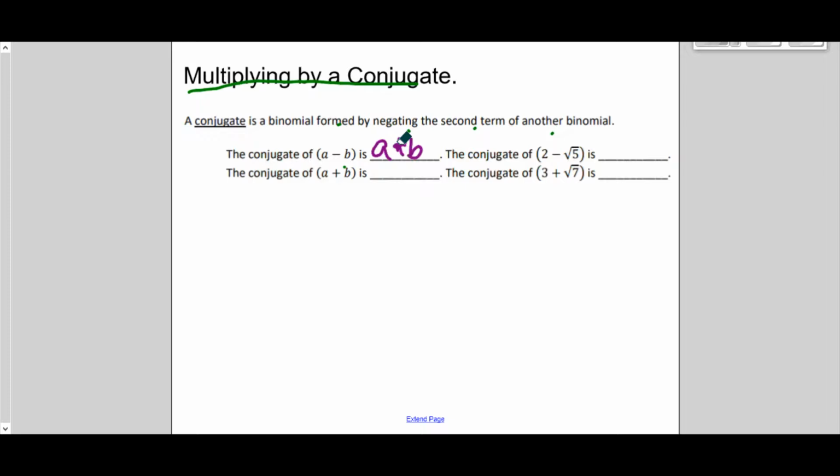The conjugate of 2 minus square root of 5. So again, you're just changing the sign that's in between. So that would be 2 plus square root of 5. For the next two, I want you to give those a try. Make sure you include them in your notes. So give those a try.